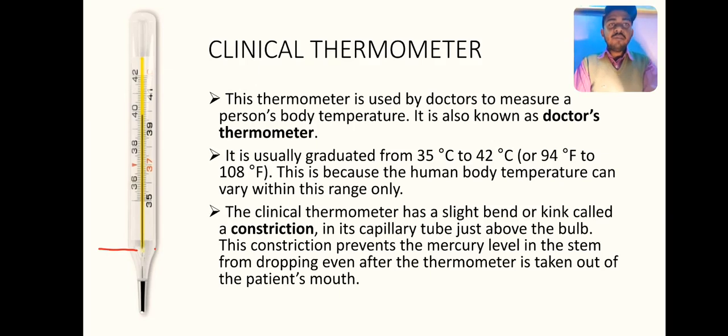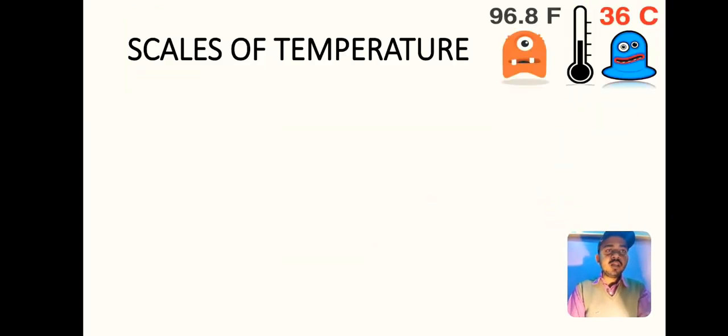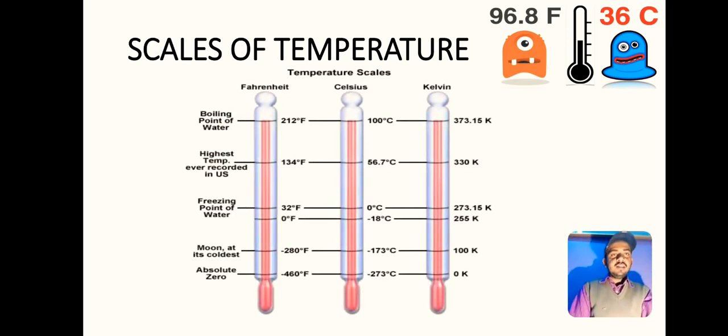Now I am very sure you must be very confused: sir, what is 96.8 Fahrenheit and what is Celsius? Why Fahrenheit? Which to use? What is our body temperature? Fahrenheit, Celsius, and then you told us that the SI unit is Kelvin. What is all this? So let me clear this for you. Okay, let's understand. There are three types of units which are generally used in thermometers.